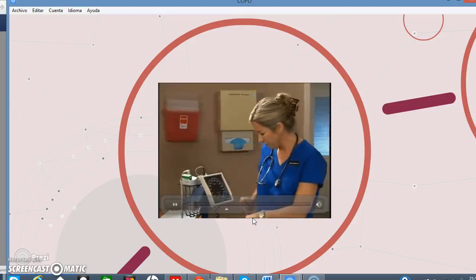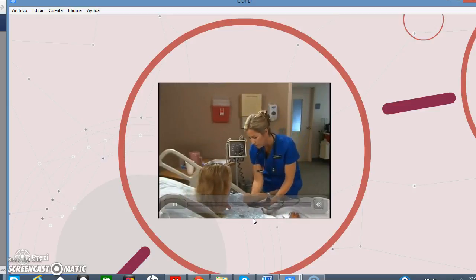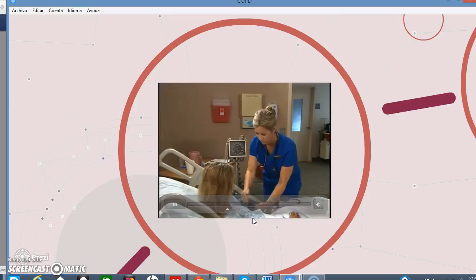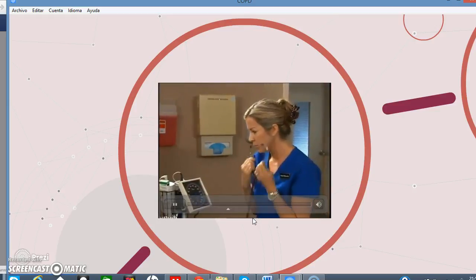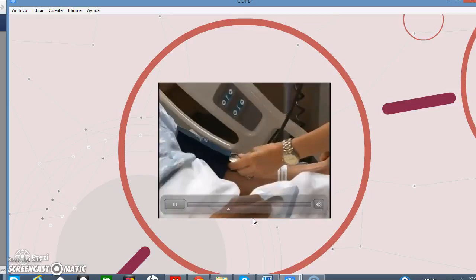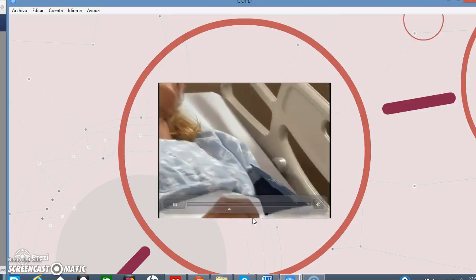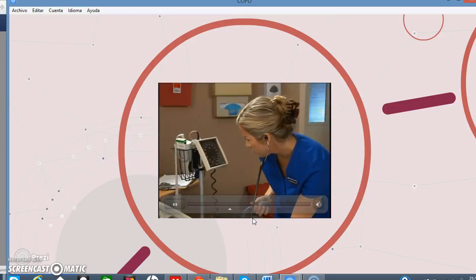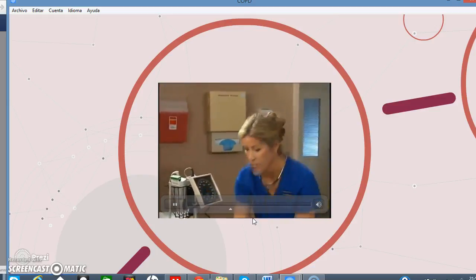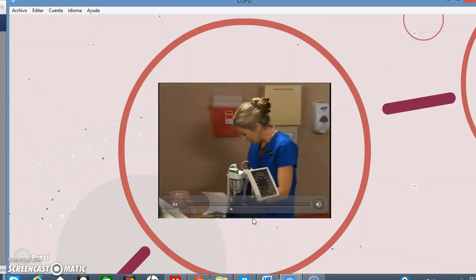And now I'm going to take your blood pressure. You just place this cuff underneath your arm. It's going to get a little tight as I squeeze it up. Great. 116/68.